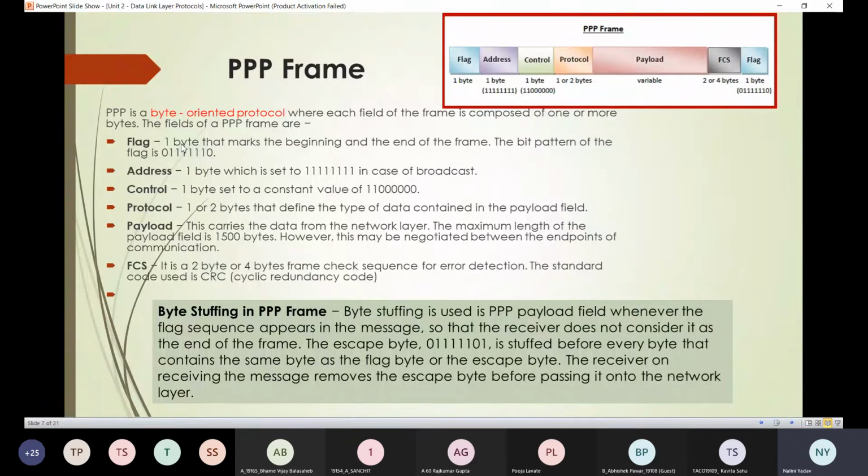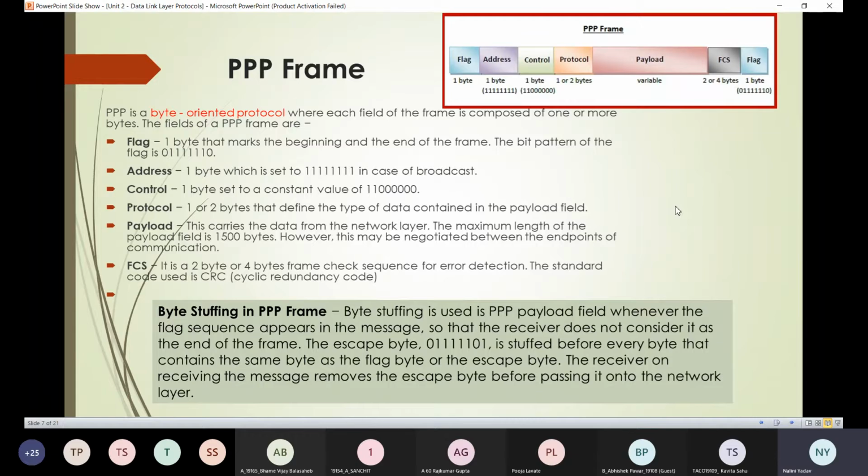Correct. Now we have the protocol field. This is 1 or 2 bytes that defines the type of data contained in the payload field. Fine. So that is my protocol field, right? And then the payload. So what is payload? Payload carries the data from the network layer. The maximum length of the payload field is 1500 bytes. However, this may be negotiated between the endpoints of the communication, that is, between the sender and receiver.